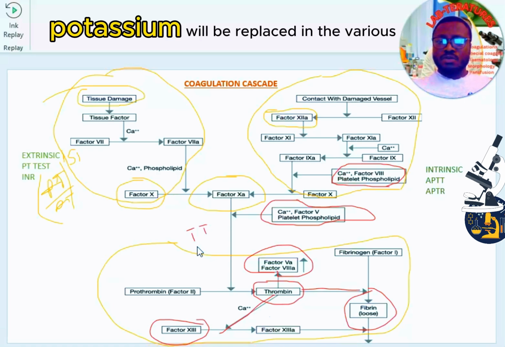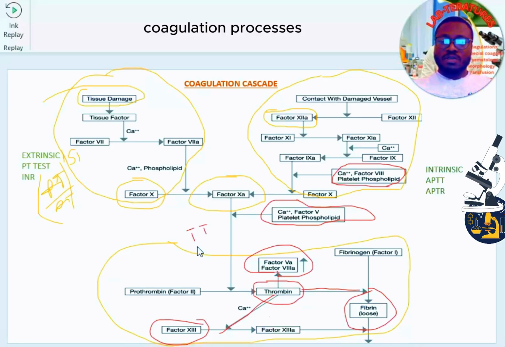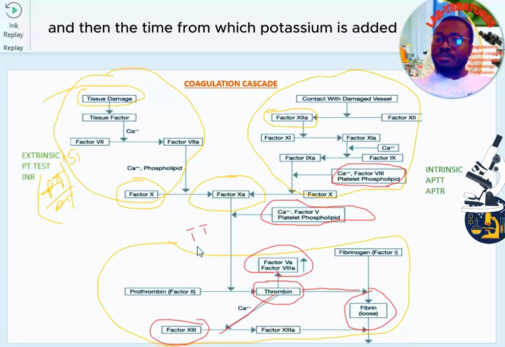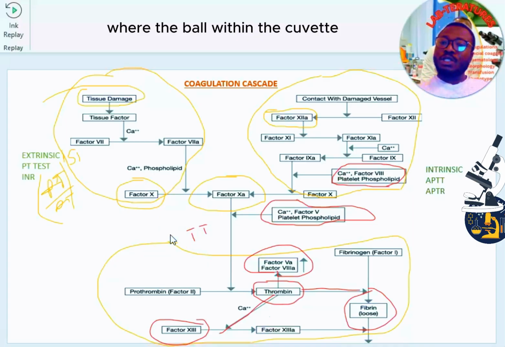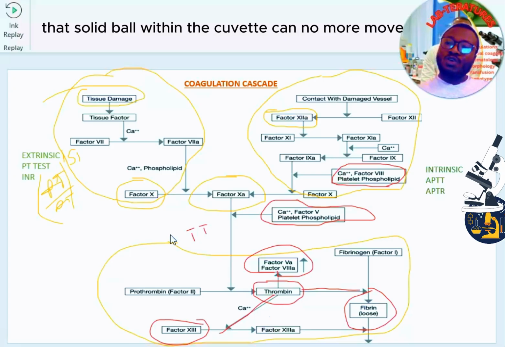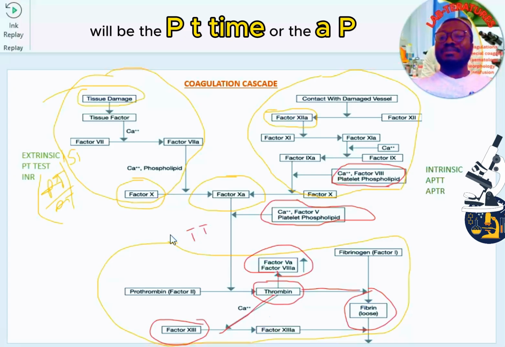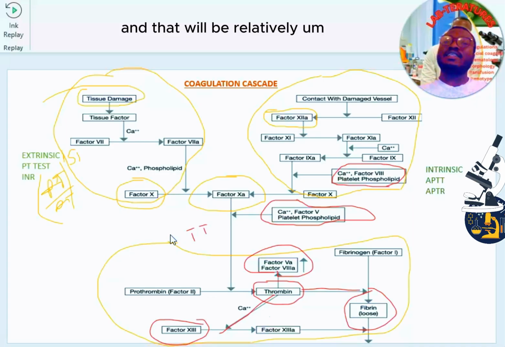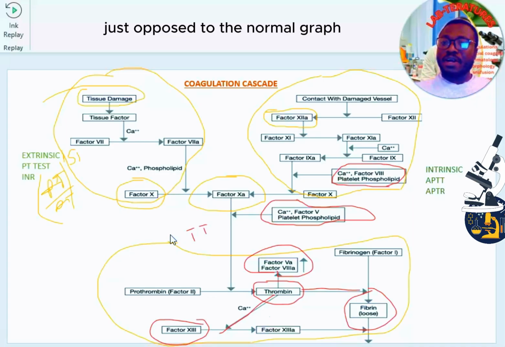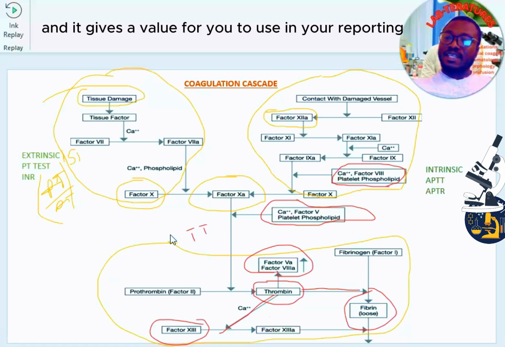Incubation will be done, calcium will be replaced in the various coagulation processes, and then the time from which calcium is added to the time that a solid mass will be formed, where the ball within the cuvette can no more move, will be the PT time or the APTT time. That will be converted into seconds, and that will be relatively juxtaposed to the normal graph you've got on the analyzer, and it gives a value for you to use in your reporting.